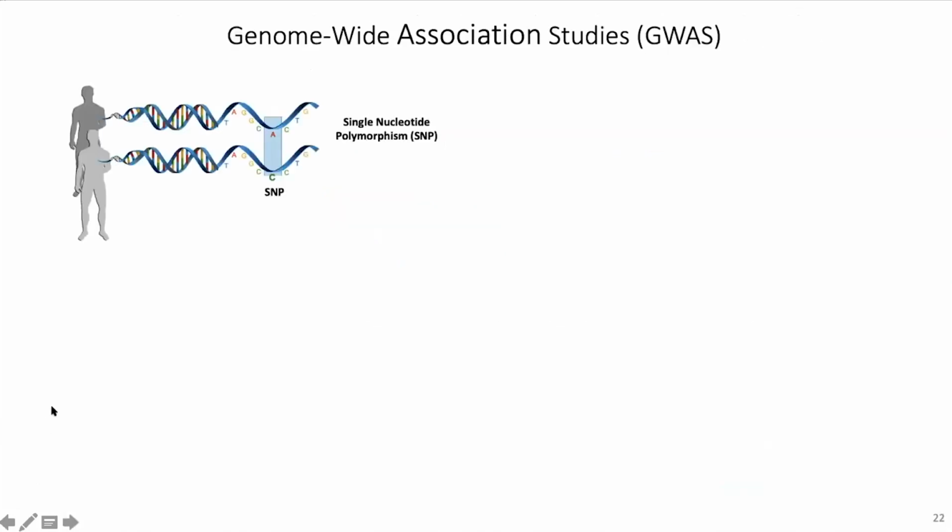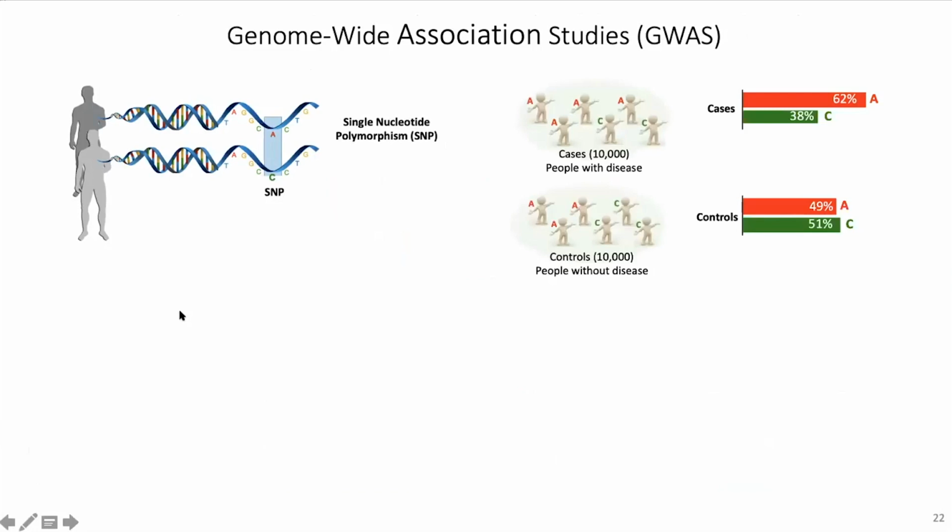As you know, different people have different DNA sequences, but when we look at this at the population level, we see that the difference is only 1 out of 300 bases or so. These are called single nucleotide polymorphisms.